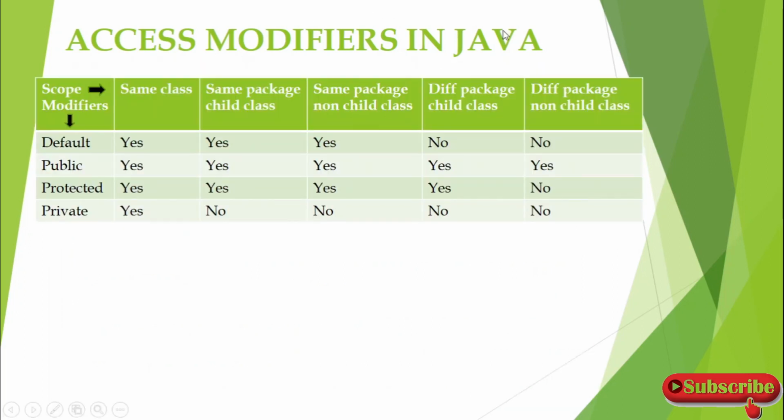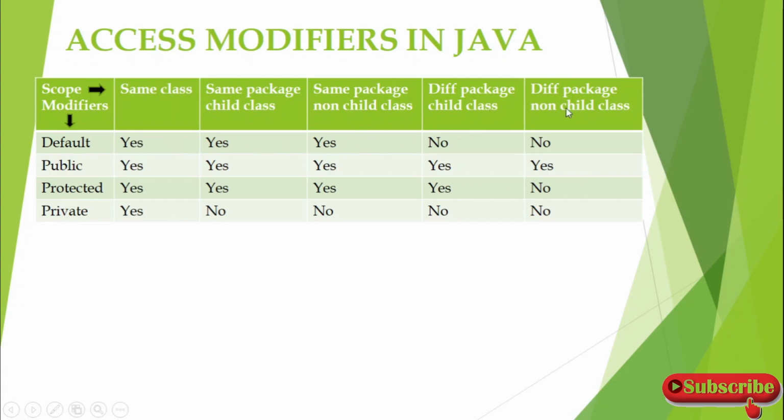And here you can see the access modifiers in Java. These are the scopes: same class, same package with child class, same package non-child class, different package child class, different package non-child class. We will create some variables, methods, and constructors in the parent class, and see how it reacts in the child class and non-child class in the same package and different package. Here I have mentioned whether it will allow you to access or not. If it is yes, it means it allows you to access in this scope.